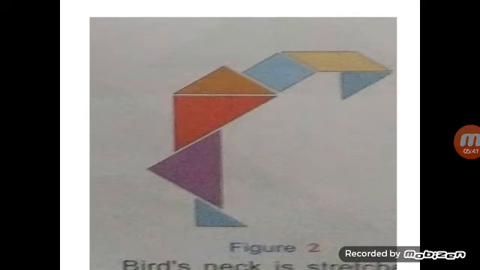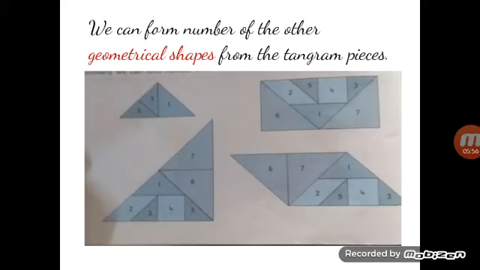So you have to do that. You have to collect color paper and draw with the help of a line. I will show you now, and cut those pieces to make different shapes. So here you can see we can form a number of other geometrical shapes from the Tangram pieces. From those Tangram pieces you can make geometrical shapes also.